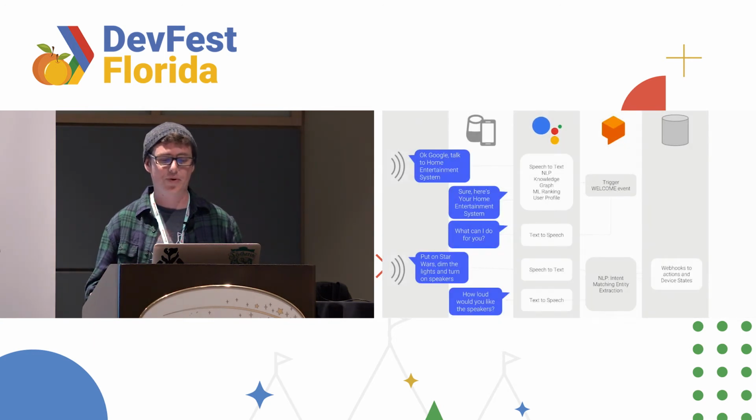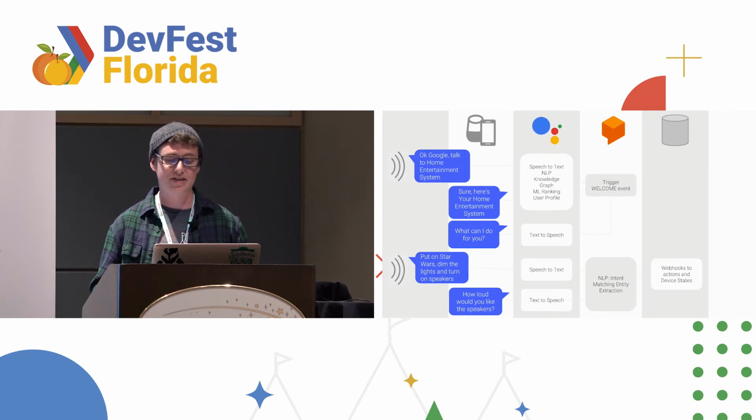So let's say, for example, that you have a few different products that can be offered as part of a home entertainment system. Your user can ask to speak with the home entertainment system and then say something like, put on Star Wars, dim the lights, and turn on the speakers. If your control system needs to know how loud the speakers should be or confirm which non-prequel Star Wars movie they actually want to watch, then you can request clarification to fill in the missing blanks, known as entities.